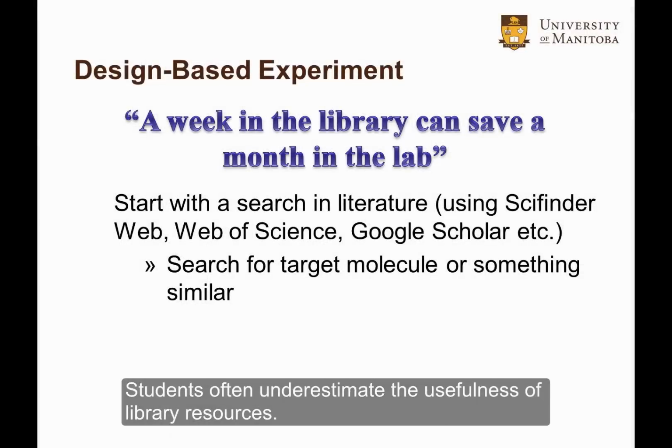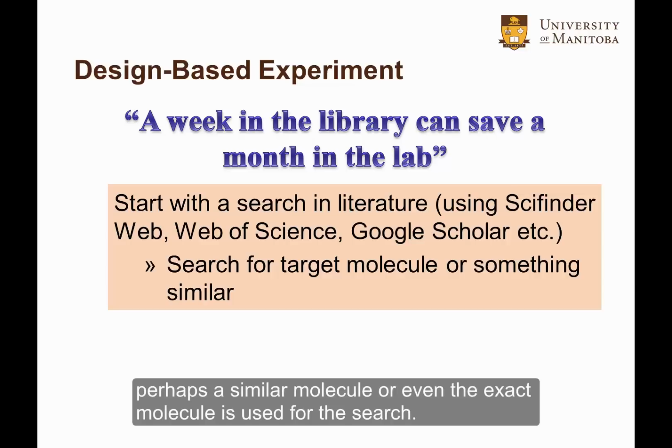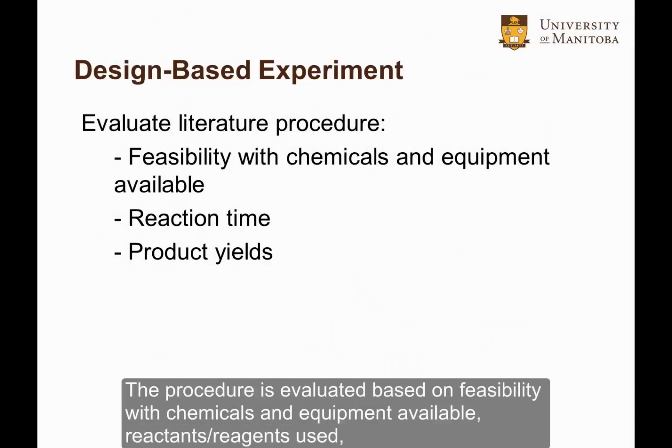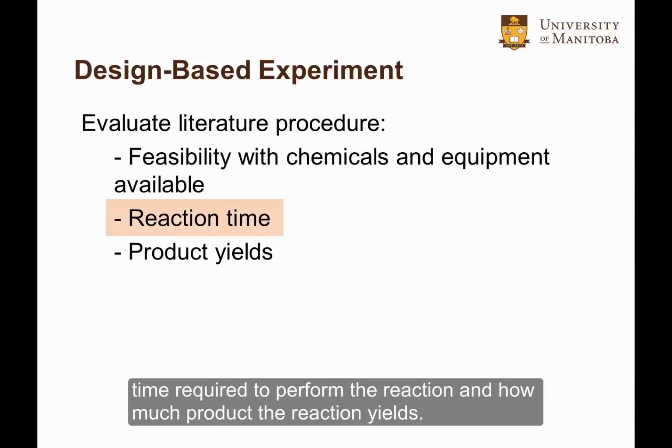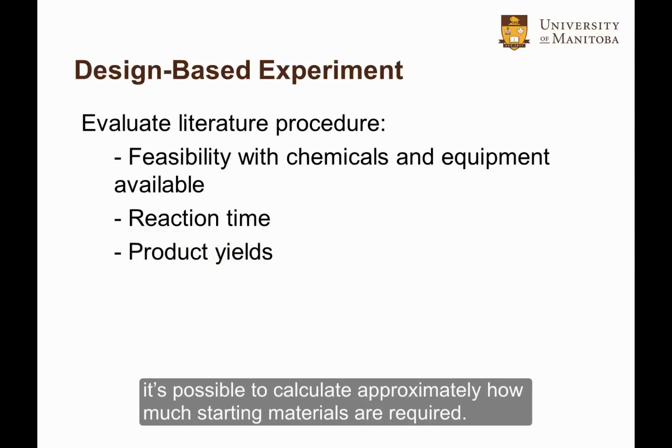Students often underestimate the usefulness of library resources. In the design-based experiment, one would typically go to the literature to see what's been done. Perhaps a similar molecule or even the exact molecule is used for the search. The procedure is evaluated based on feasibility with chemicals and equipment available, reactants, reagents used, time required to perform the reaction, and how much product the reaction yields. Percent yields are usually given in the literature. Therefore, if you know how much you want to have, it's possible to calculate approximately how much starting materials are required.